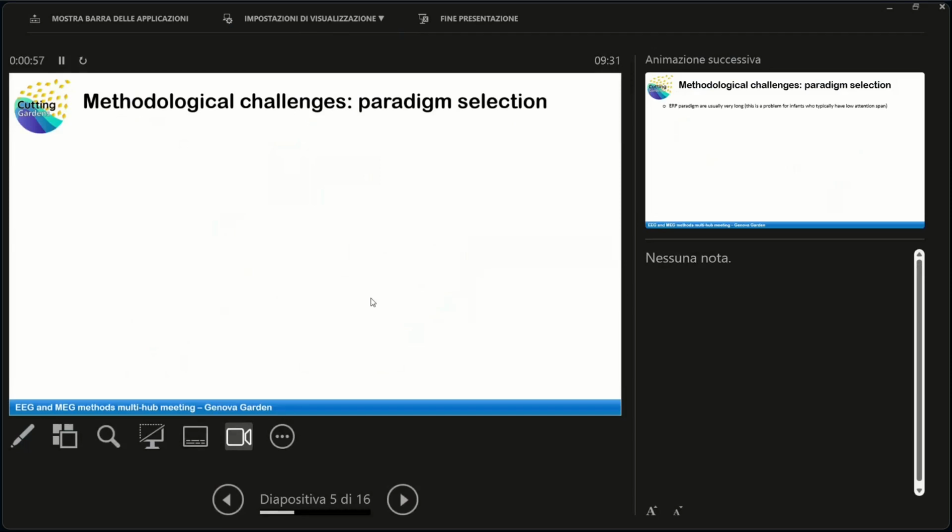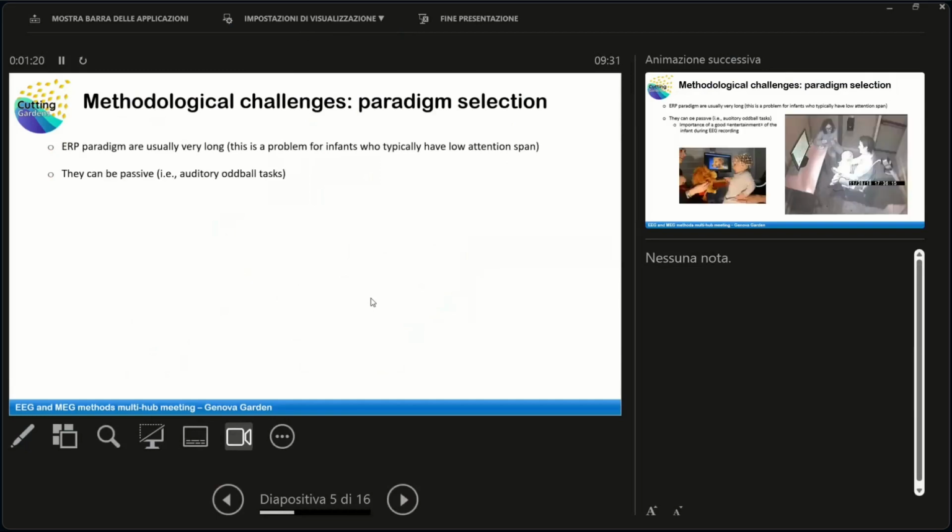So the first challenge is which paradigm to select, because usually we know that ERP paradigms are very long. In order to reduce the noise, we need to have a lot of trials to average. But this is a problem with infants that typically have a very low attentional span. Of course, if you are interested in auditory processing, that's a little bit easier because you can use a long paradigm. In some cases, you can also work with sleeping newborns.